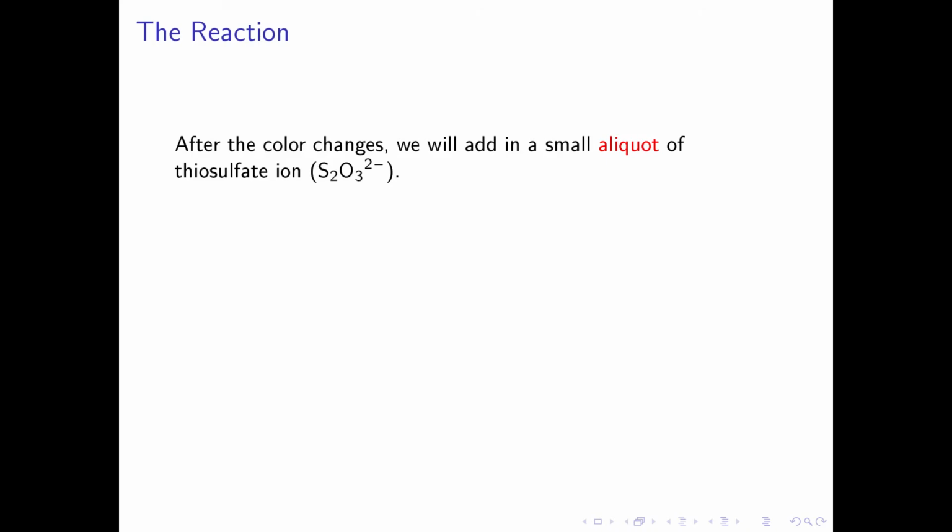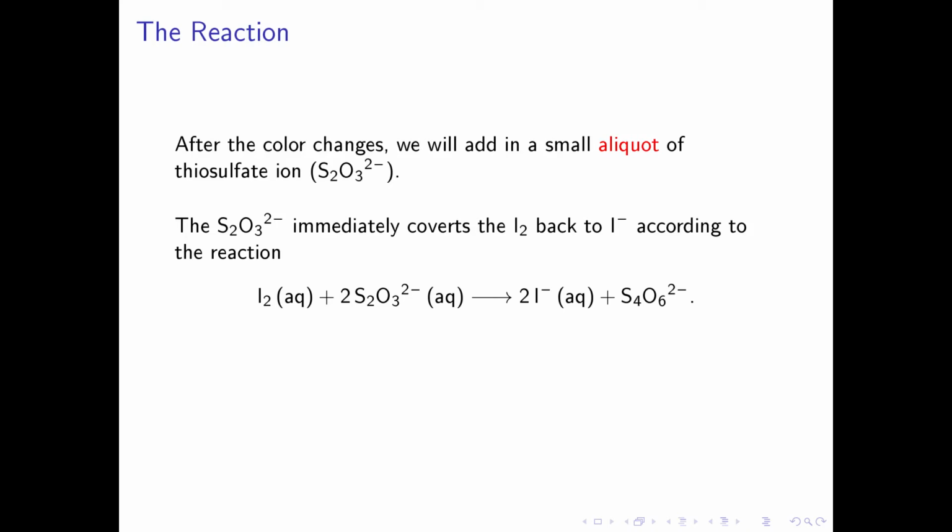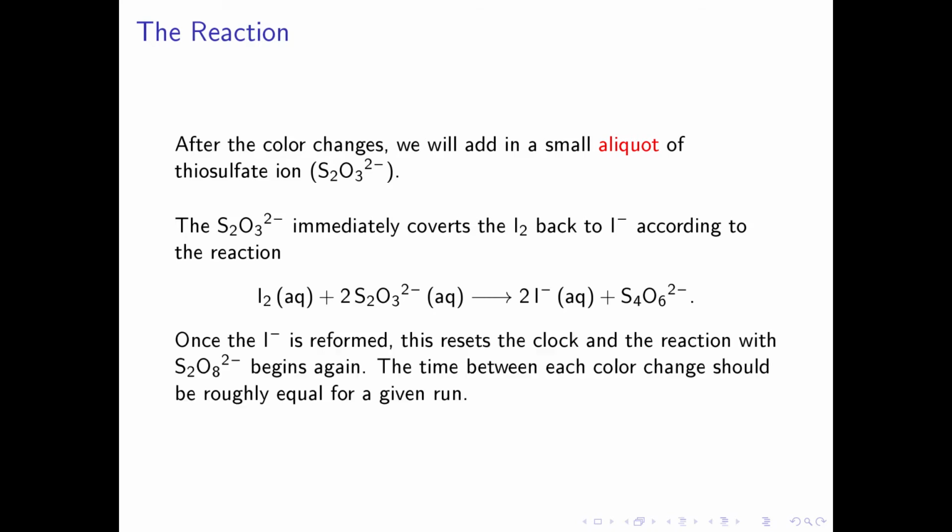After the color change occurs, we will add in a small aliquot of a new ion, the thiosulfate ion, S2O3²⁻. Please do not confuse the thiosulfate ion with the peroxydisulfate ion. The thiosulfate ion immediately converts the molecular iodine back to I⁻, according to the reaction I2 plus 2 thiosulfate ion, going to form 2 iodide ions plus S4O6²⁻. Once the I⁻ is reformed, this resets the clock, and the reaction with the peroxydisulfate begins again. The time between each color change should be roughly equal for a given run.